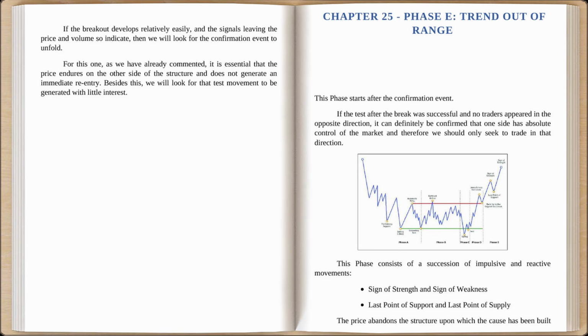Chapter 25. Phase E, Trend Out of Range. This phase starts after the confirmation event. If the test after the break was successful, and no traders appeared in the opposite direction, it can definitely be confirmed that one side has absolute control of the market, and therefore we should only seek to trade in that direction. This phase consists of a succession of impulsive and reactive movements, sign of strength and sign of weakness. Last point of support and last point of supply.